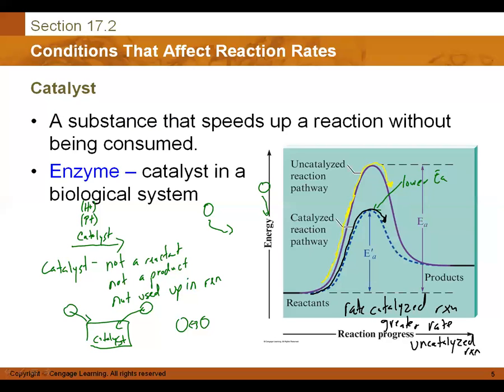So this is truly a very efficient way for a reaction to take place. If you want to speed it up, you can add a catalyst. And again, that will allow this reaction to take place a lot quicker.